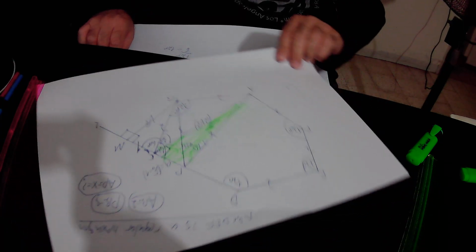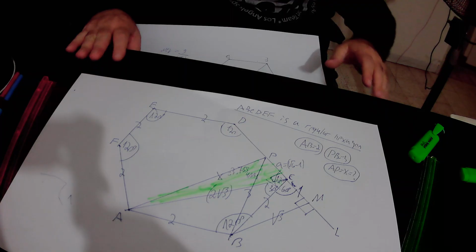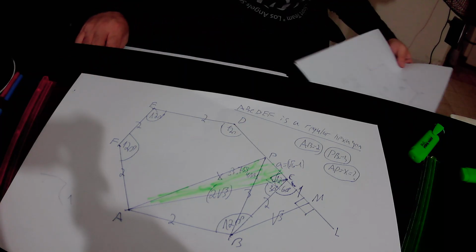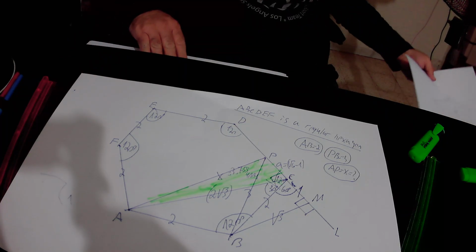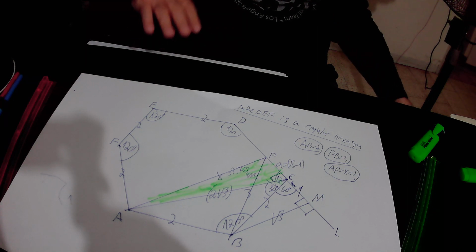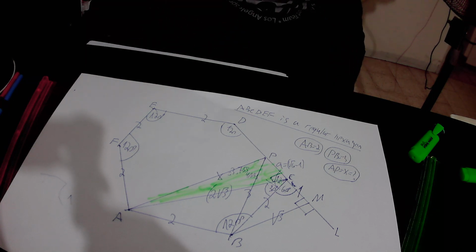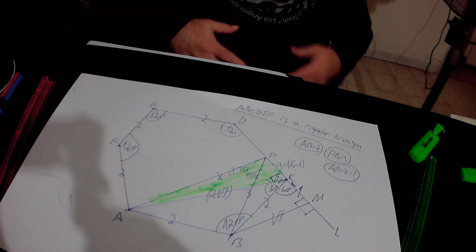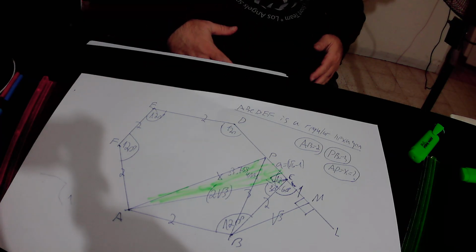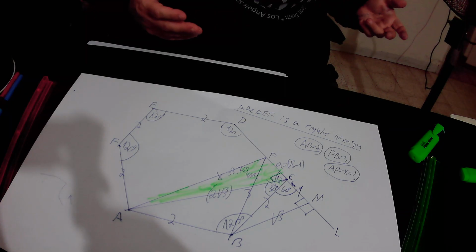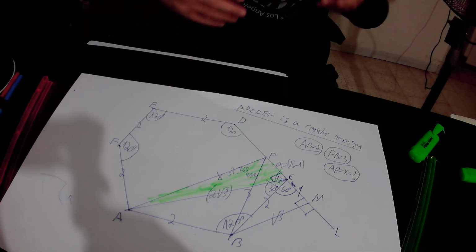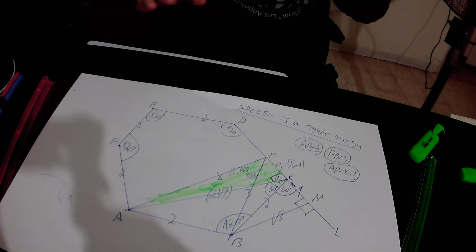So, in the drawing, we have a regular hexagon. A regular hexagon is a polygon with 6 straight sides. All the sides of a regular hexagon are equal to each other, and all of its 6 angles are also equal to each other.